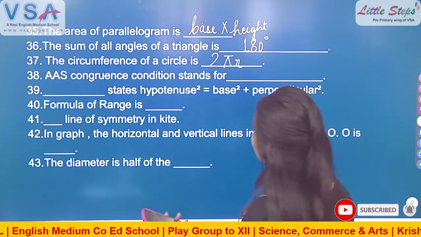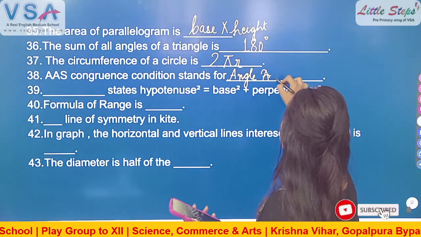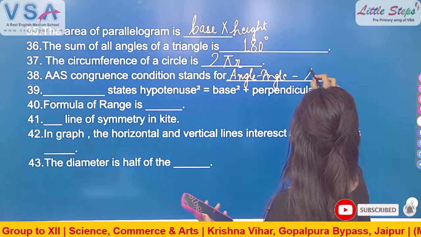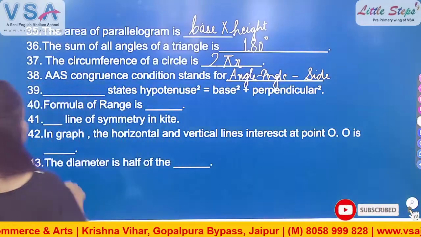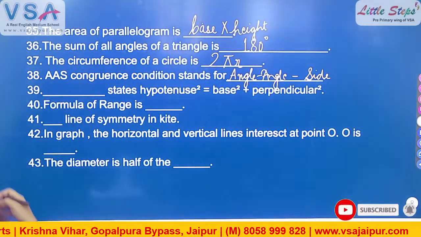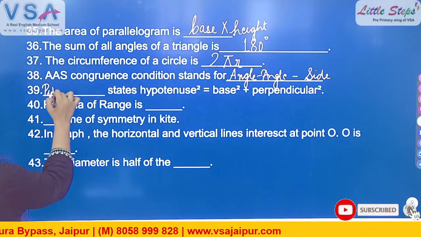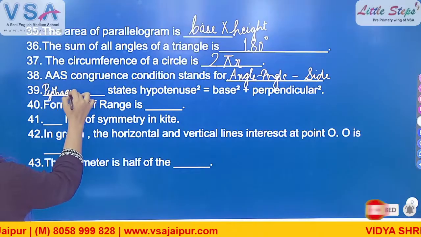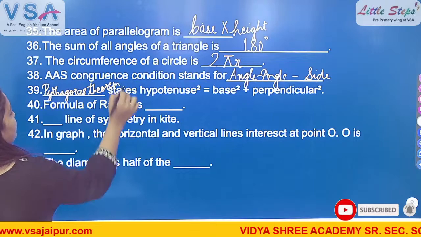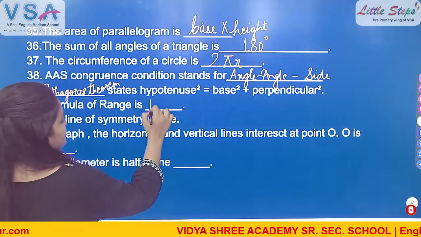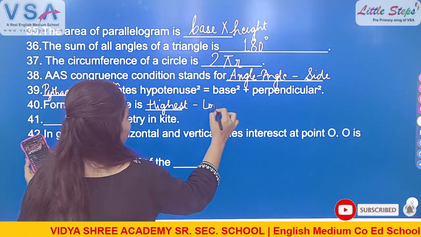Yes, AAS congruence condition stands for angle, angle, side congruence rule. Dash states hypotenuse square equals to base square plus perpendicular square of chords. This is Pythagoras theorem. Formula of range, I just told you, highest minus lowest.